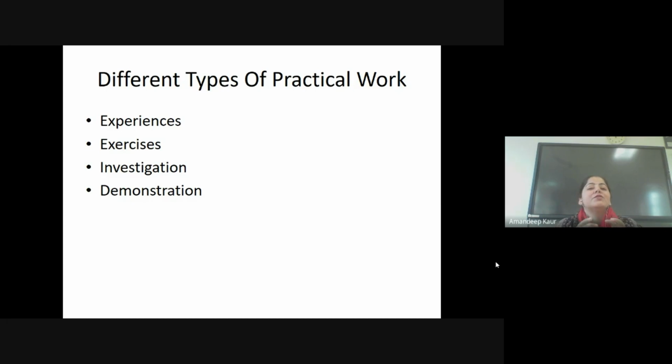So when it comes to the practical work, it is basically divided into four different categories: the experiences, exercises, investigation, and demonstration. As per the curriculum given for a given subject, the teacher first needs to analyze what kind of experiences it is possible for me to create in the theoretical classes, and what kind of experiences we can create for our students in practical classes.